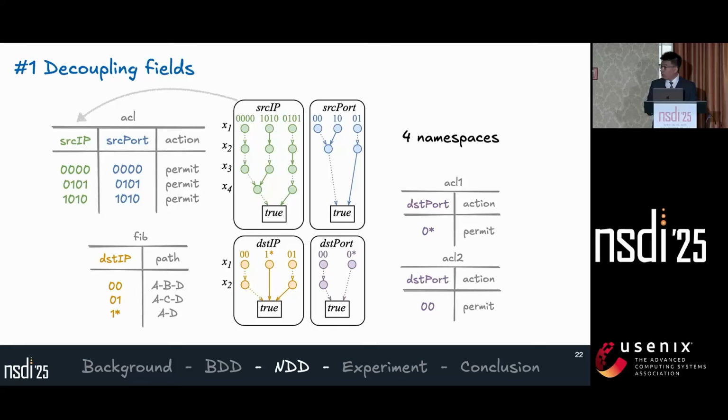The first idea of NDD is to partition the whole network state into a set of fields and declare a separate namespace for each field.